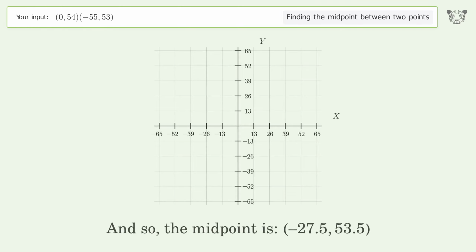And so, the midpoint is negative 27.5, 53.5.